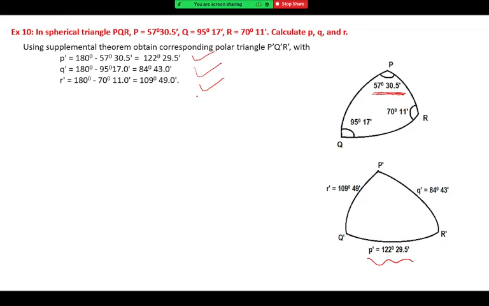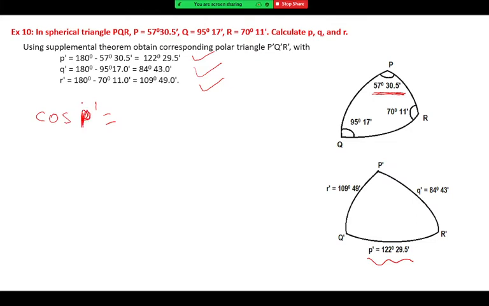Now all three sides are known. So which formula? Cosine. Tell me first which formula you will use out of the cosine formulas. You will calculate which quantity? Cos of P dash. Okay, good. Small p dash or capital P dash? Small p dash. Okay, let's consider this as small then.